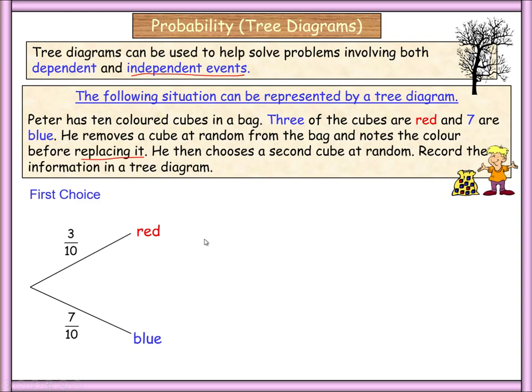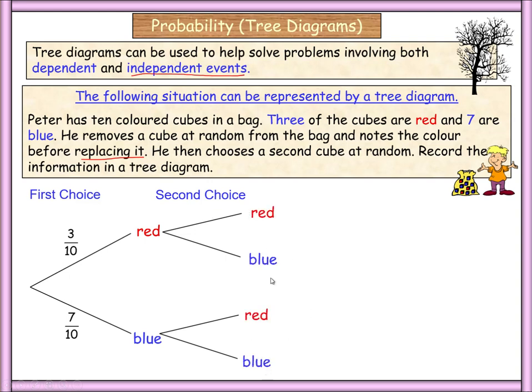Then after he's got a red, say, he goes again, or after he's got a blue. So he got a red on the first go, and then he goes again. Now, because he's replaced them, the chance of choosing a red is the same again. So it's 3 out of 10 for a red. So those are our results. Chance of choosing a red is 3 out of 10. Chance of choosing a blue, 7 out of 10. And even though he chose the blue the first time, it's independent, so it doesn't matter. Chance of choosing a red this time is 3 out of 10. The chance of choosing a blue is 7 out of 10.